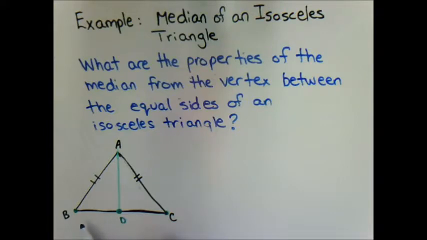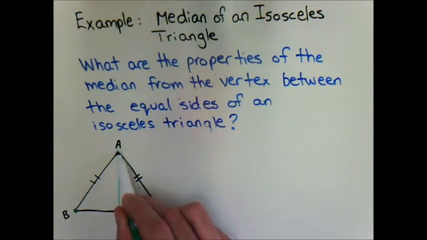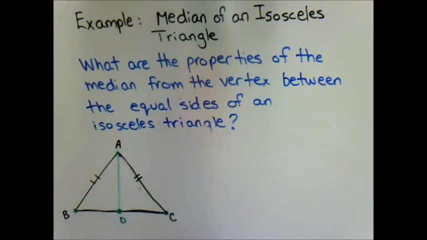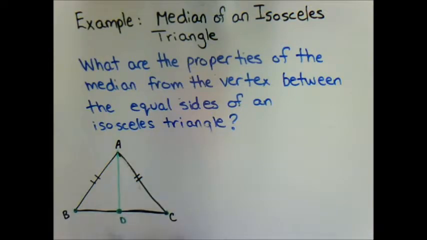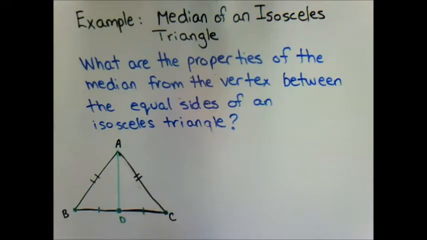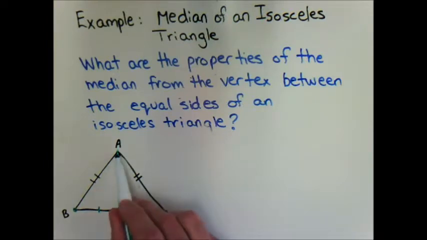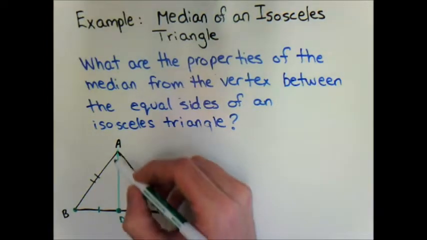Well, let's explain that a little bit further. I already know that A is equidistant from B and from C because the lengths of these sides are equal. But I also know that D is the midpoint of BC because the median always goes from a vertex to a midpoint. So I know that the length BD and the length DC are equal. Well, now I have 2 points. Point D is equidistant from B and C, and point A is equidistant from B and C.